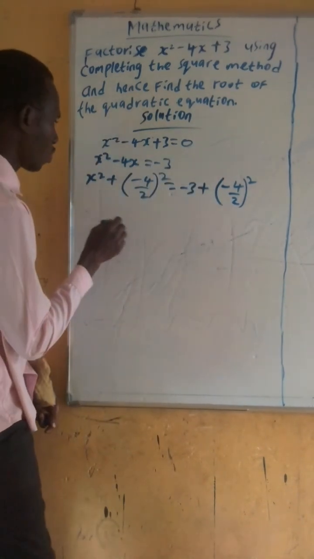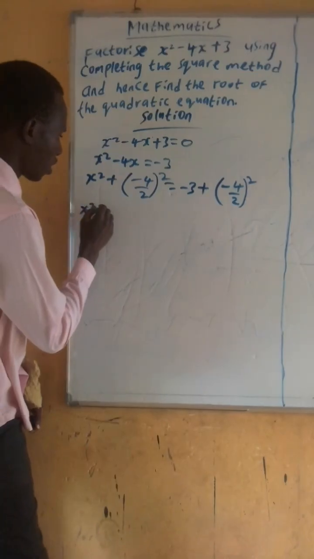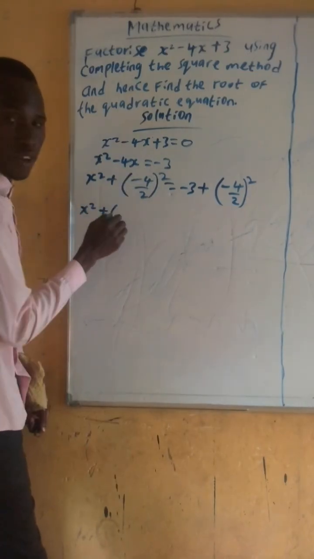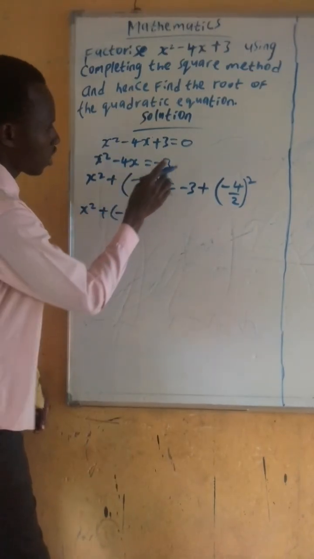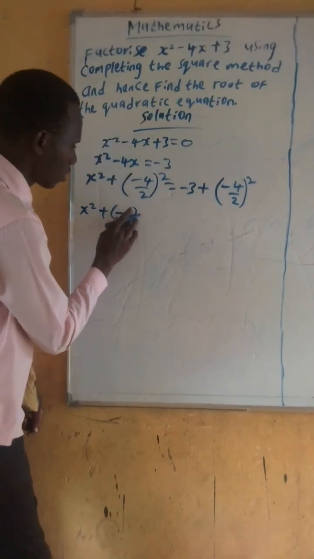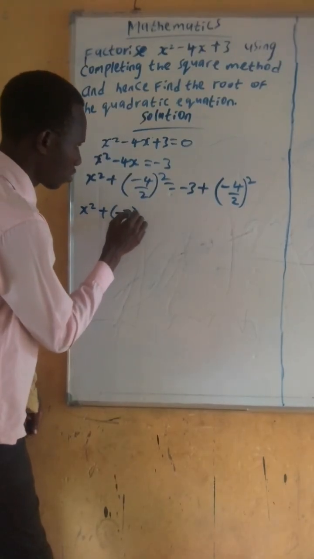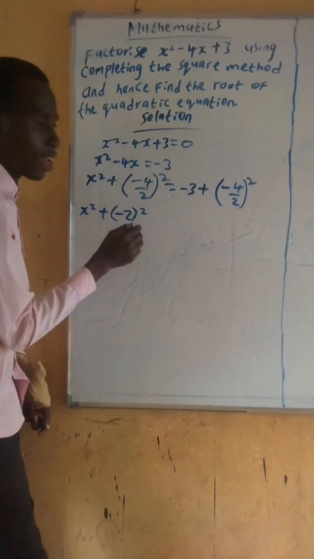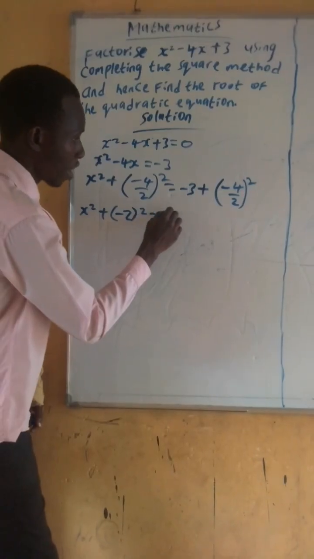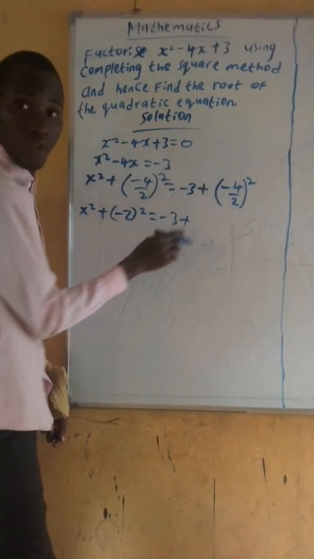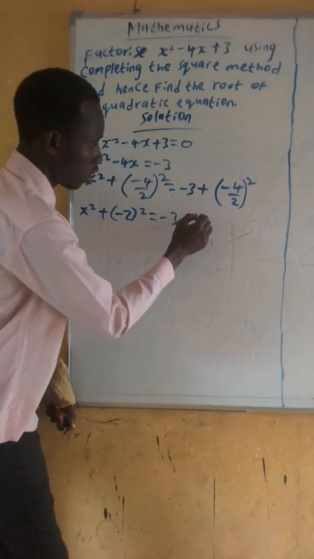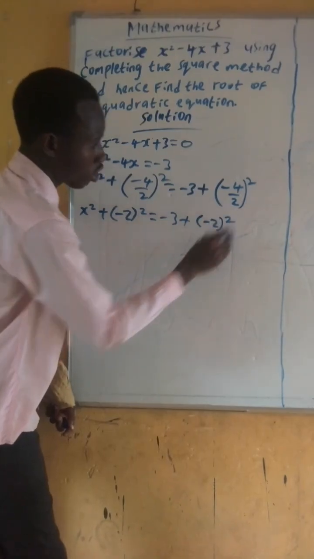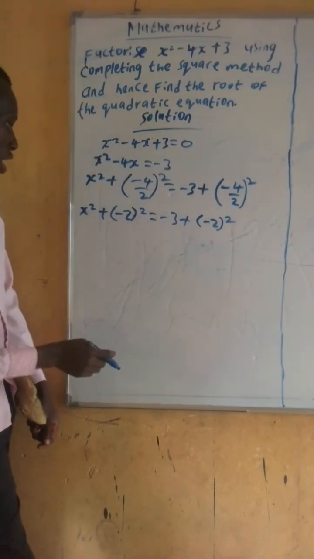So what next do we have? We have x squared plus minus 4 divided by 2, which is what? Minus 2. Then we square it. Right? Since we have squared here, equal to what? Minus 3 plus minus 4 divided by 2, which is minus 2. Then we do what? Square it. Have you seen that now?